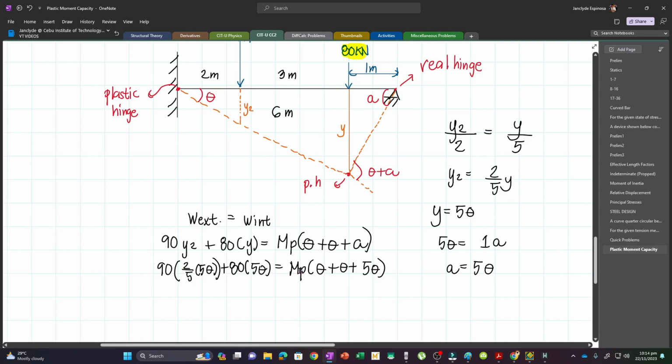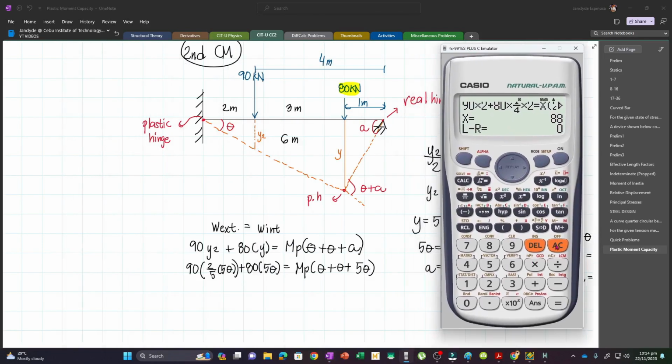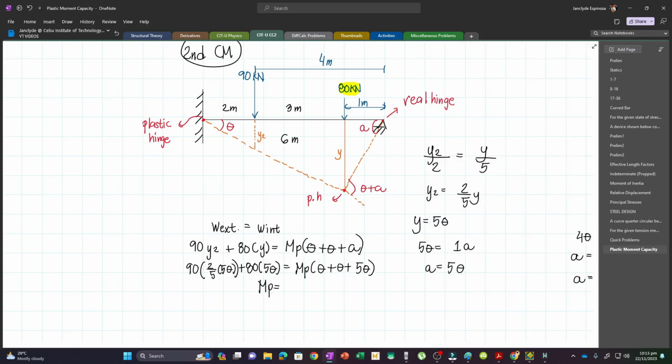And so now we can solve for Mp. Again, the theta cancels out, so we only consider the coefficients. This becomes 90 times 2 over 5 times 5 plus 80 times 5 is equal to Mp times 1 plus 1 plus 5. Then press shift solve, and we get 82.86. So Mp is equal to 82.86.